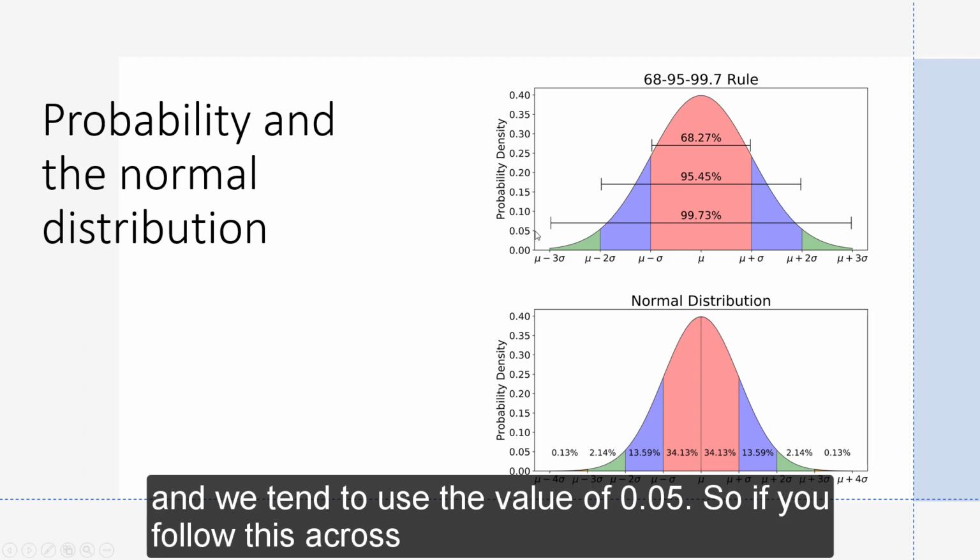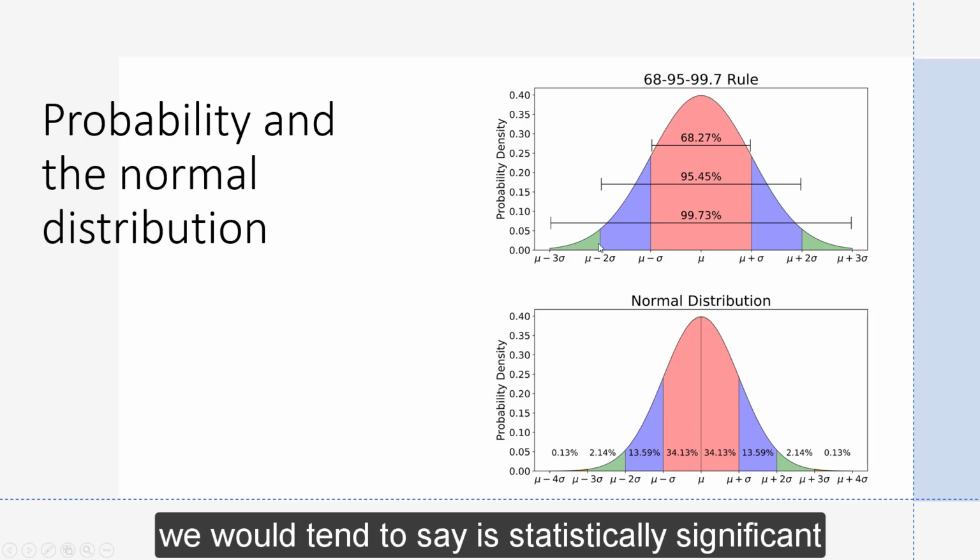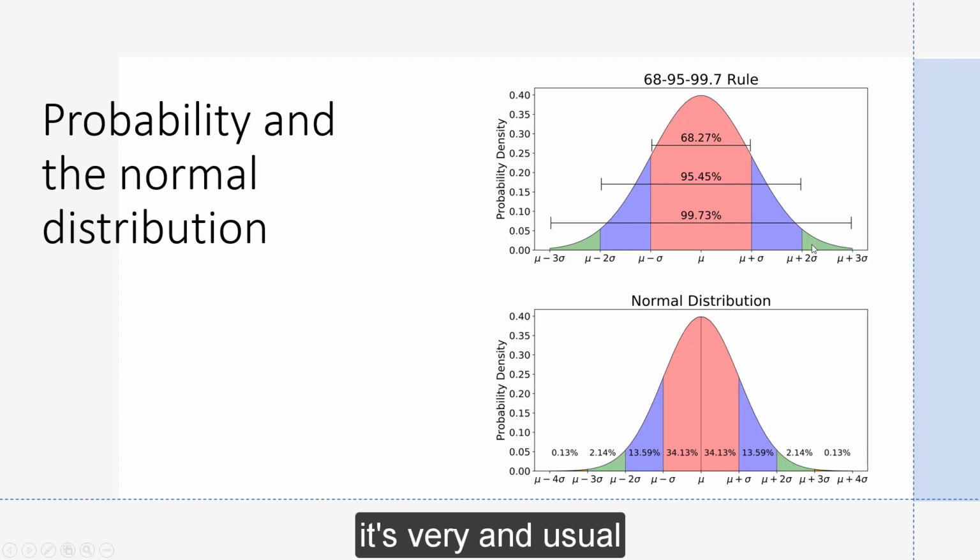So if you follow that across, we'd see that anything in these green areas we would tend to say is statistically significant. It's very unusual. It's not typical in a normal distribution. So what does that look like?